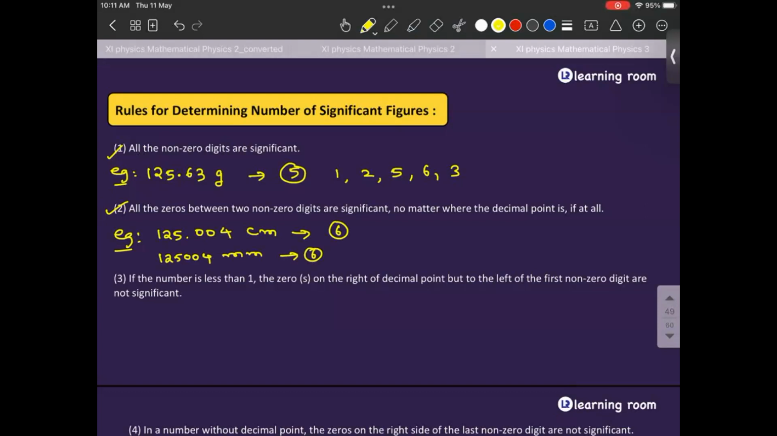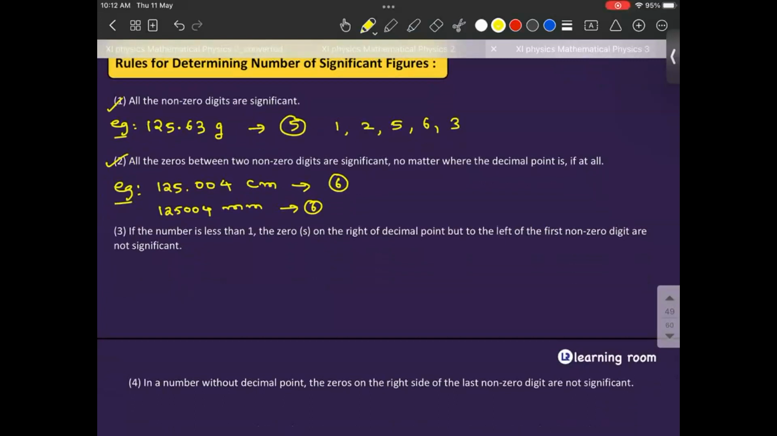We need not consider the decimal point at all. All the zeros existing between two non-zero digits are considered significant because they are going to increase the length of that value. Hence they are significant only.